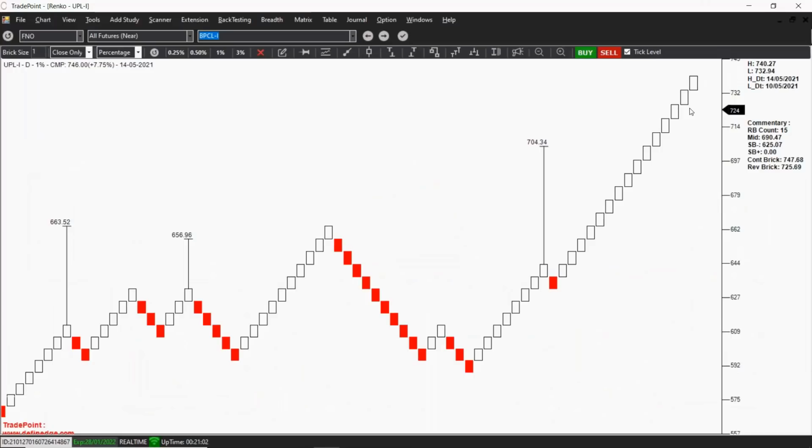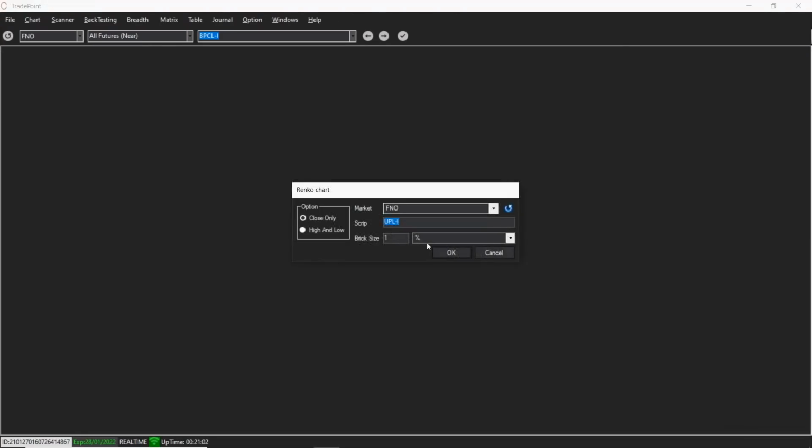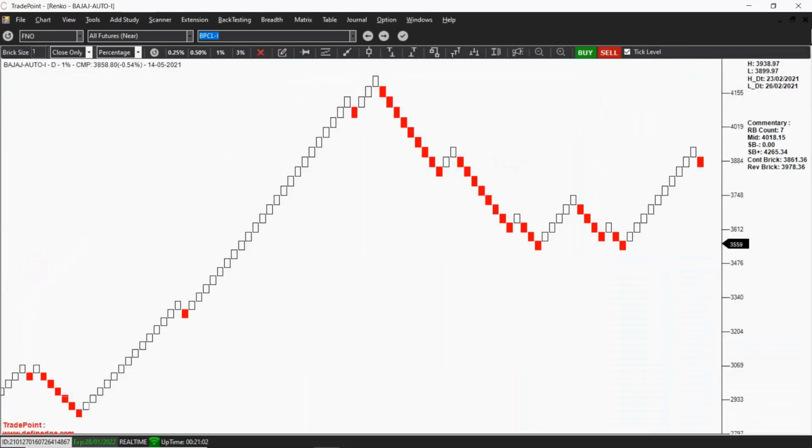But the idea is how we can find these kind of picks regularly, or more often, and try to identify more affordable risk reward opportunities. Let me open one chart. Let's say Bajaj Auto. So this is daily 1% break value chart.